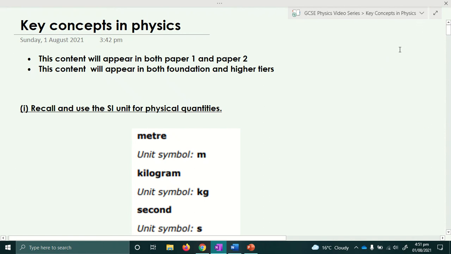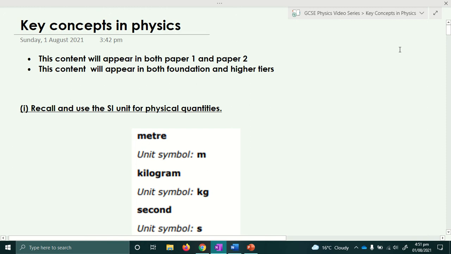Hello and welcome to this new series of videos I'm going to be making. These are all based on the Edexcel GCSE Physics Specification. In each video I will try and highlight which of the two papers the content I'm delivering is relevant to, and I will also try and differentiate between which tier, either foundation or higher, it's in as well.